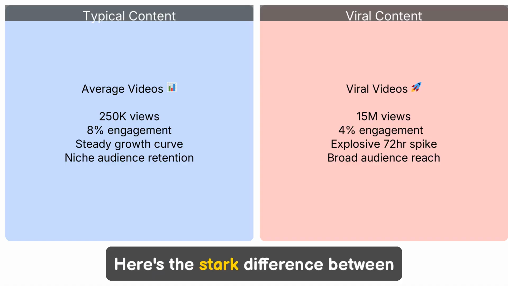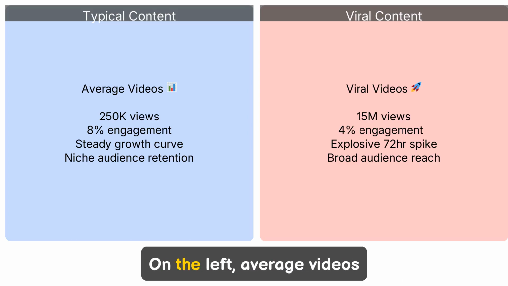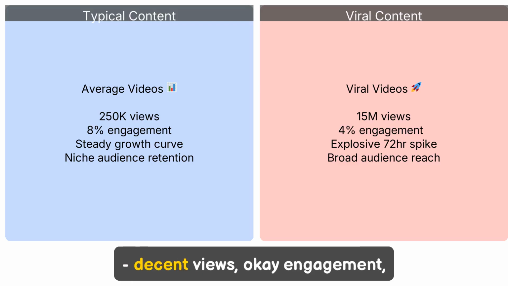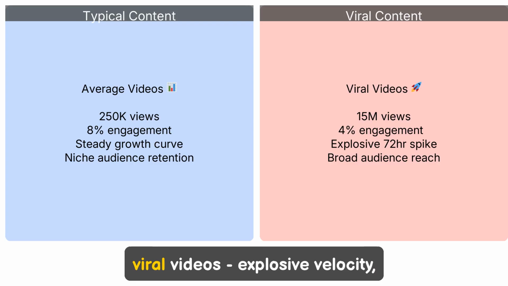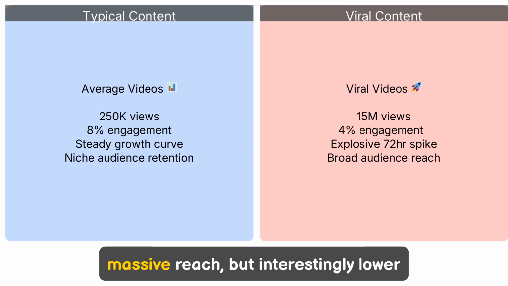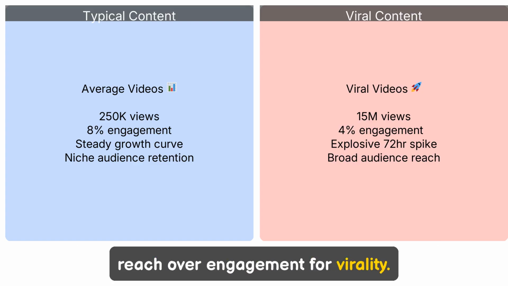Here's the stark difference between typical content and viral content. On the left, average videos, decent views, okay engagement, steady growth. On the right, viral videos, explosive velocity, massive reach, but interestingly lower engagement percentage. The algorithm favors reach over engagement for virality.